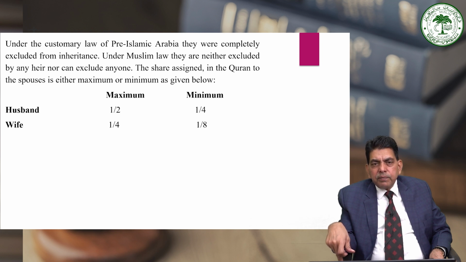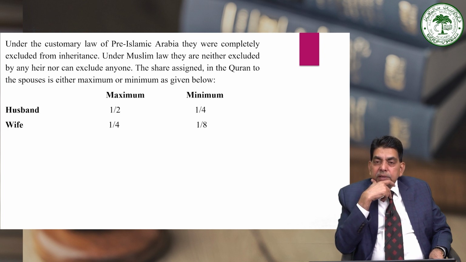Under the customary law of pre-Islamic Arabia, they were completely excluded from the inheritance. Under Muslim law, they are not excluded by any heir, nor can they exclude any other heir. The share assigned in the Quran to the spouses is either maximum or minimum.